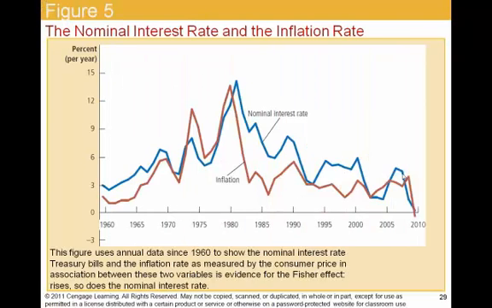So let's look at the evidence. Well, the evidence is, as you see, quite strong. Here's the nominal interest rate. There's inflation. They do tend to, certainly for certain periods, if you look at the 1970s, follow each other. In fact, inflation in the 1970s was above the nominal interest rate.